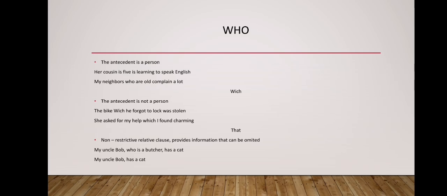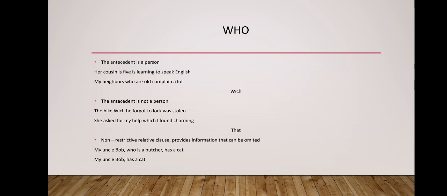Pay attention. The antecedent is a person. Her cousin, who is 5, is learning to speak English. My neighbors, who are old, complain a lot. Which: the antecedent is not a person. The bike which he forgot to lock was stolen. She asked for my help, which I found charming. That.